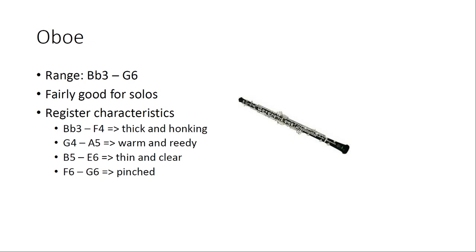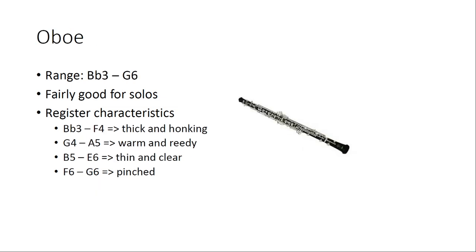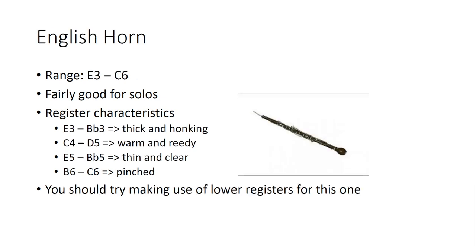But again, it all depends on you. The English horn, not to be confused with the French horn that comes later, is, as you can see, somewhat similar but a bit lower in range than the oboe. It goes from E3 to C6.